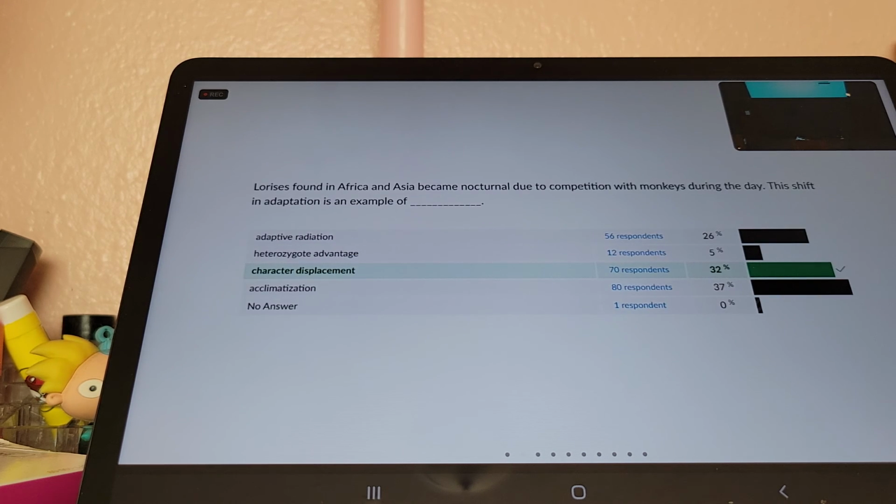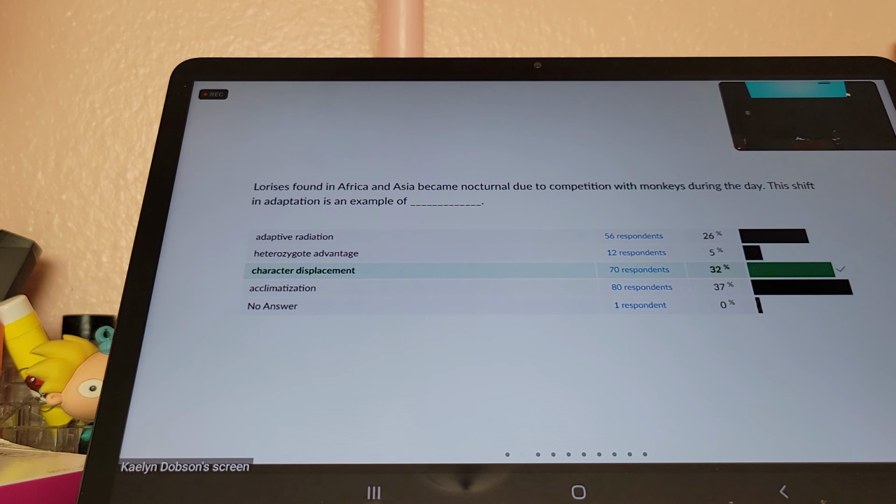And then this one, this is the only one that really gives me pause. A species found in Africa and Asia became nocturnal due to competition with monkeys during the day. This shift in adaptation is an example of character displacement. Okay. So it was a pretty straightforward evolutionary concept discussed in class. I don't think it's covered particularly well in the textbook, but we did discuss it in class. It was in the presentations.